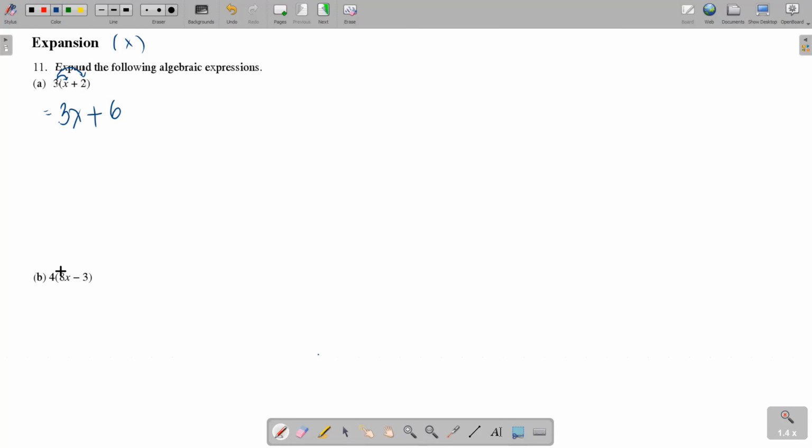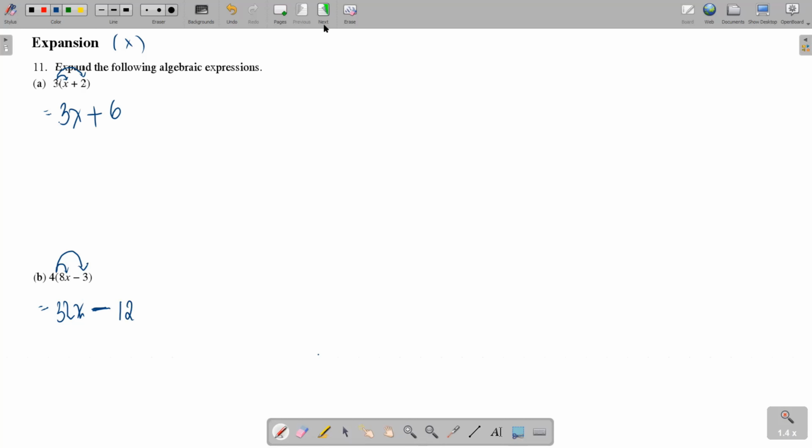So what if, let's say, we have a minus? We repeat the same thing. So 4 times x minus 3. We start with the number first: 4 times x, so 4x. Don't forget you have this x here. Then we repeat the same thing: we multiply the second term in the bracket. Positive times negative, we will get a negative. So 4 times 3, we get negative 12.